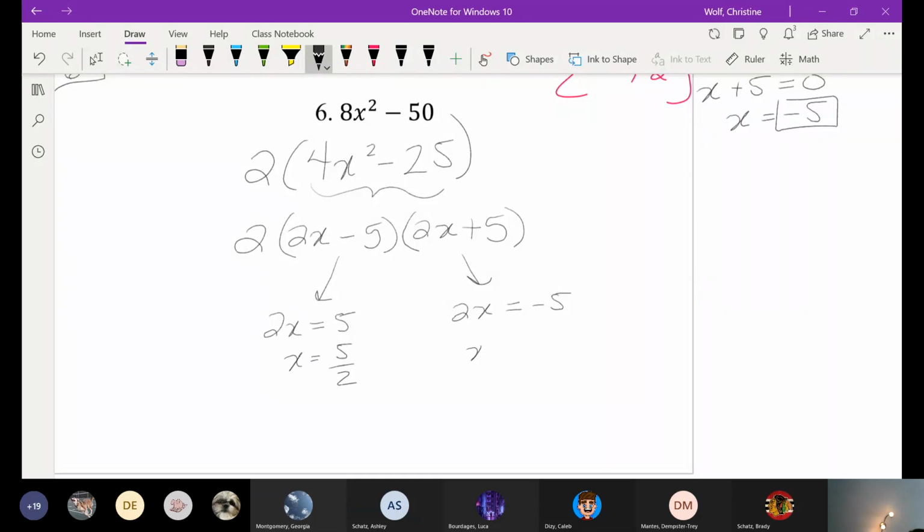5 sur 2. -5 sur 2. You do nothing with this guy in the end. Okay, he's just a lone number. He doesn't have an x attached to him. We can't do anything with him. You only solve the things that have an x included in them. Okay? So enfin, la réponse, c'est un positif et un négatif 5 sur 2.